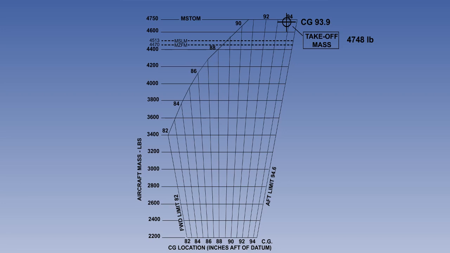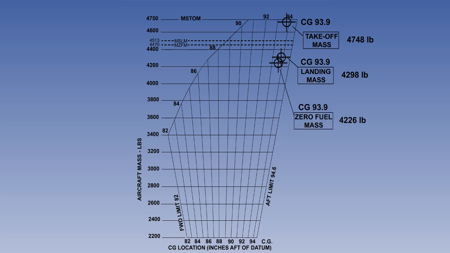4,748 pounds and centre of gravity arm, 93.9 inches, from the manifest into the centre of gravity envelope. In the envelope, check that the mass and centre of gravity for takeoff are in limits. Using the landing data from the loading manifest, enter the figures for mass, 4,298 pounds, and arm, 93.9, and check that the landing mass and centre of gravity are in limits.